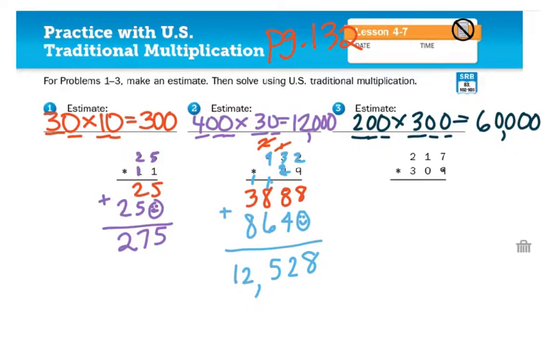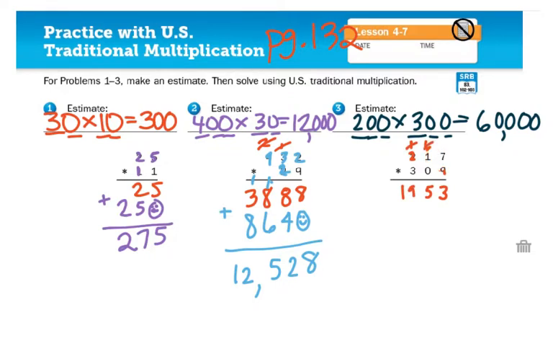All right, we're going to start with the 9 times the 7, then the 9 times the 1, then the 9 times the 2. So let's start. 9 times 7 is 63, carry your 6. 9 times 1 is 9 plus 6 is 15, carry your 1. 9 times 2 is 18 plus 1 is 19. Cross off each of those.